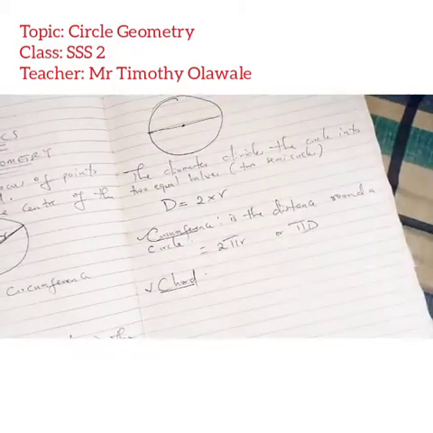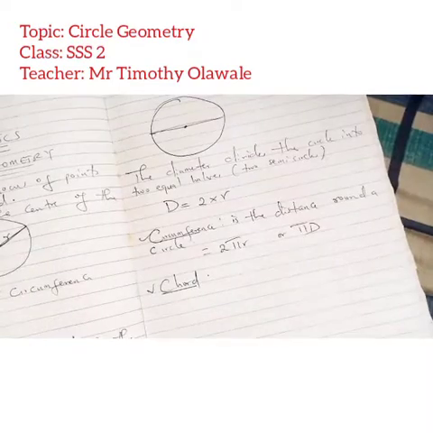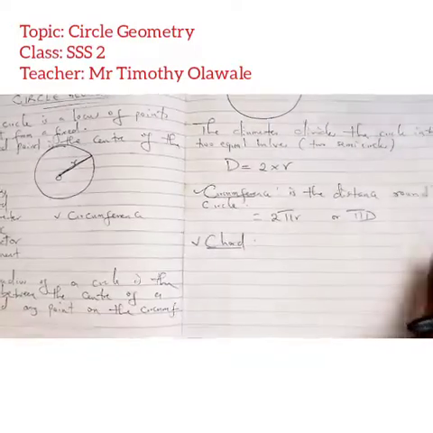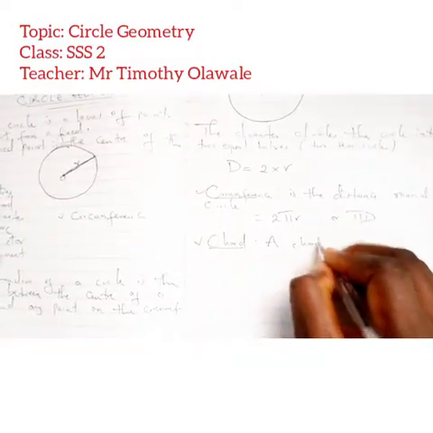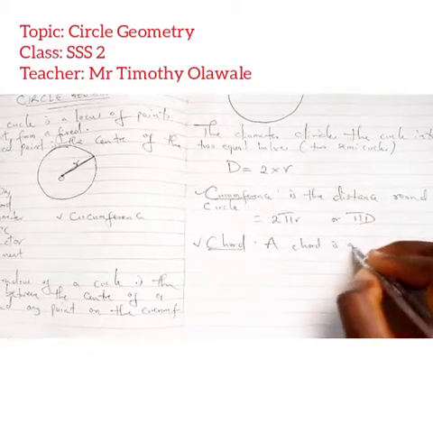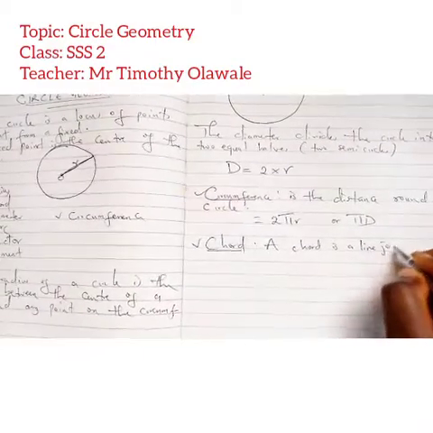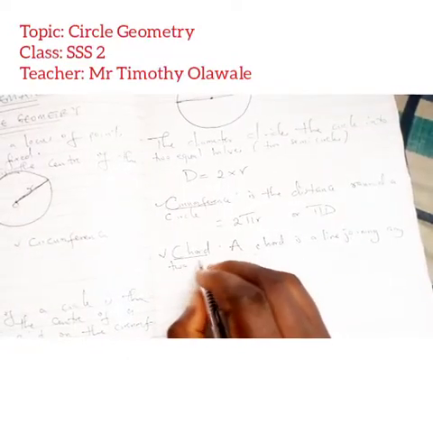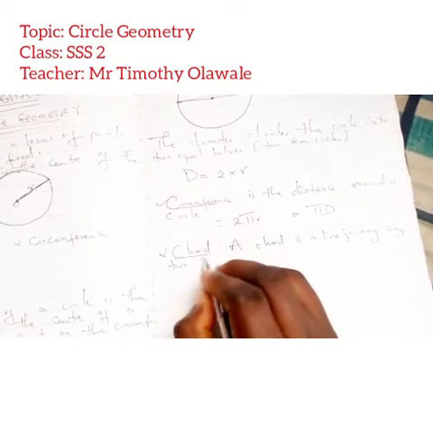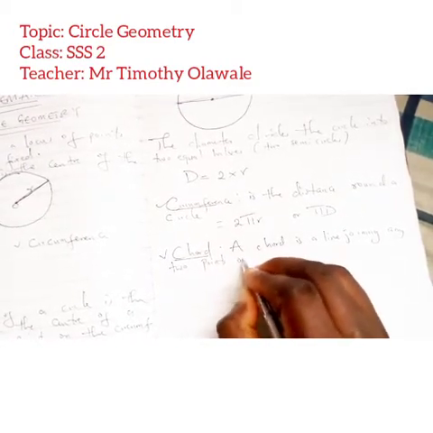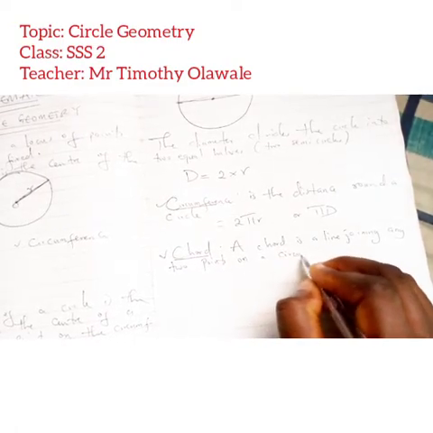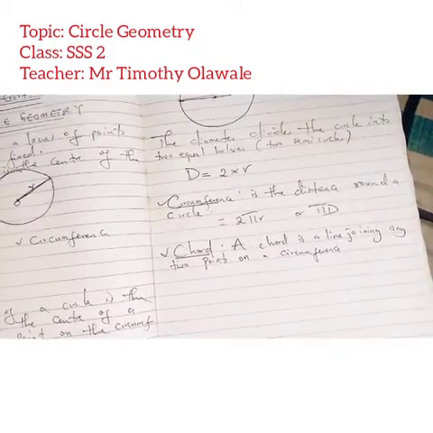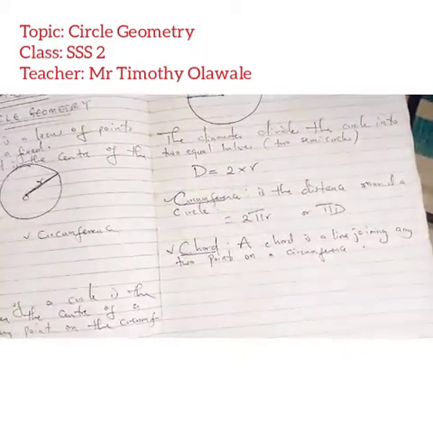What is a chord? A chord is a line joining any two points on a circumference.